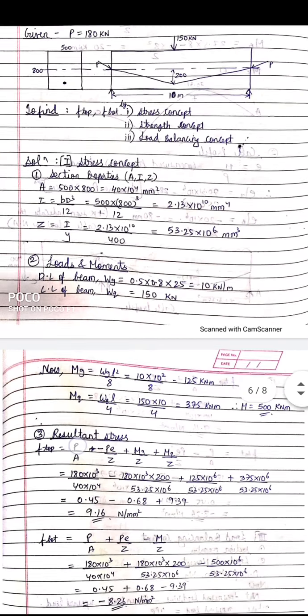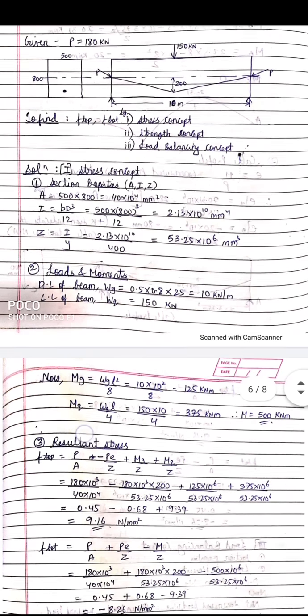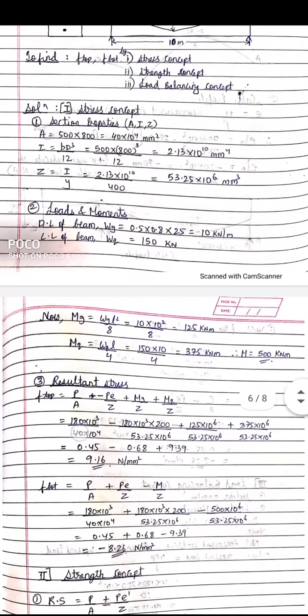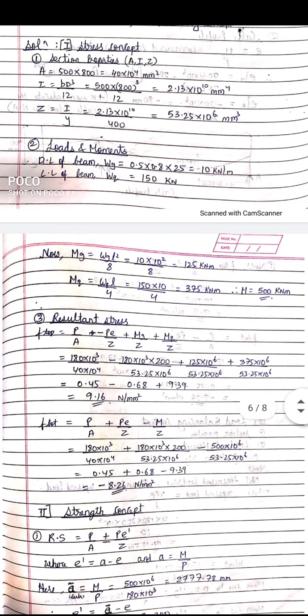So your dead load bending moment will be WL square by 8 since it is a UDL, but remember your live load bending moment, since it is a point load, will become WL by 4, where W is 150 kilonewton given in the question. So you got your Mg and Mq. So the resultant stress will be given by F top is P by A minus PE by Z plus Mg by Z plus Mq by Z. So this comes out to be 9.16 Newton per mm square.